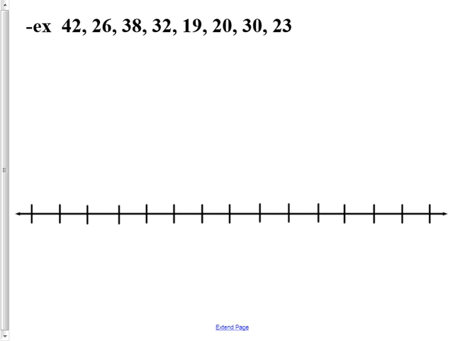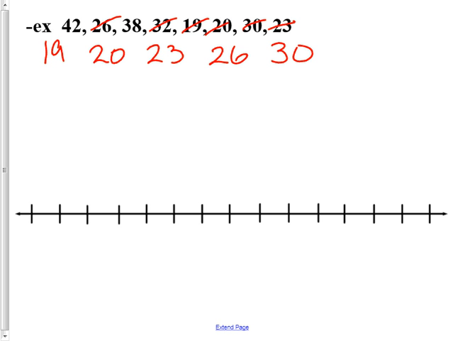this in order. So we're going to have 19, 20, 23, 26, 30, 32, 38, and 42.